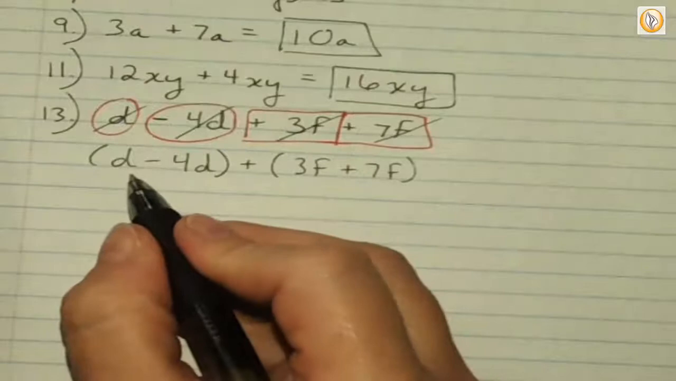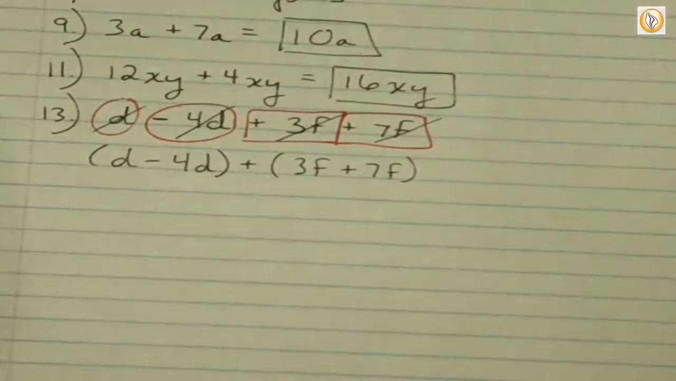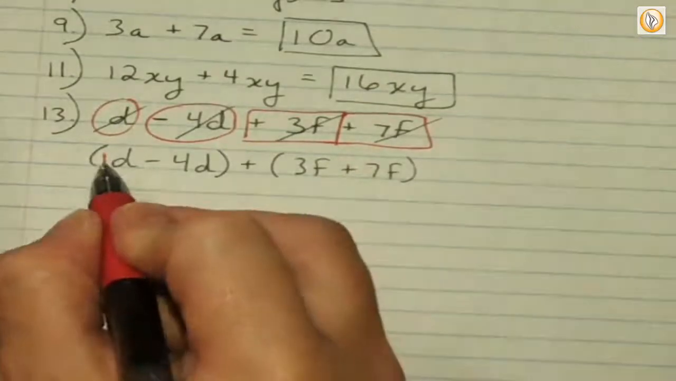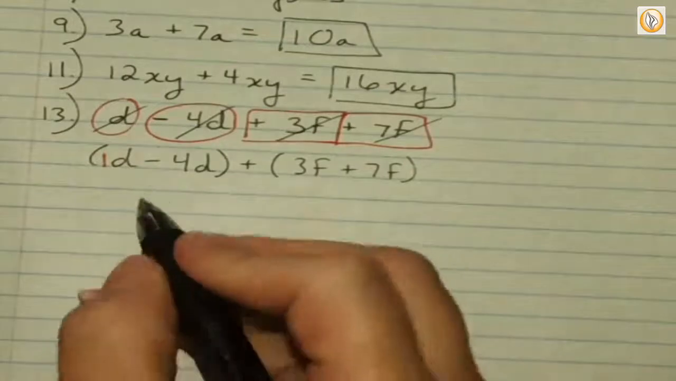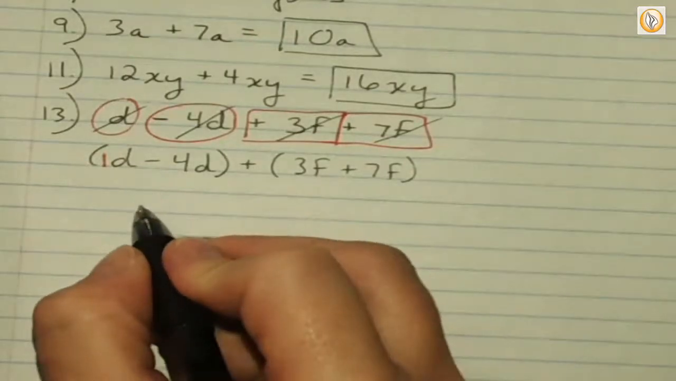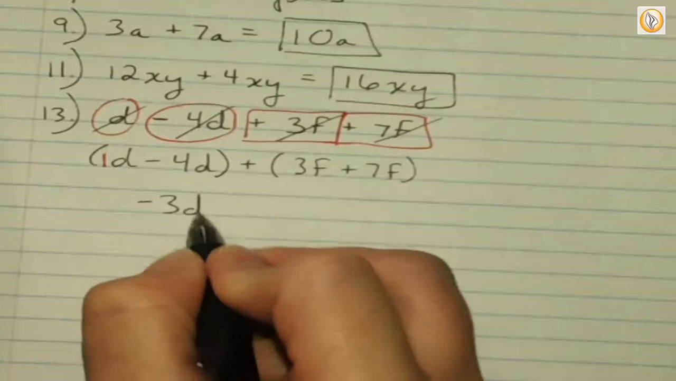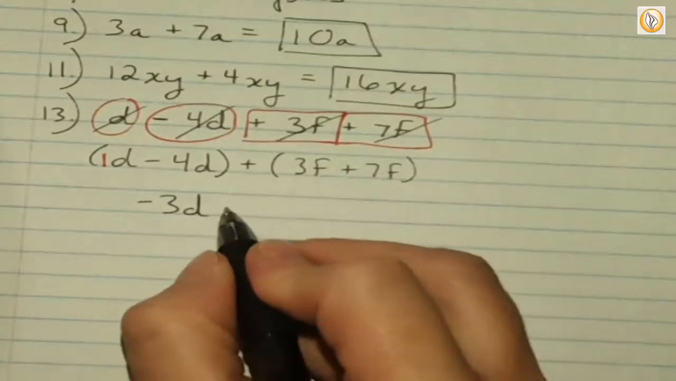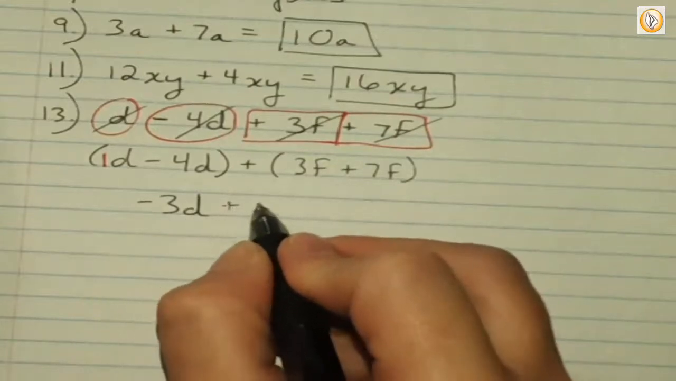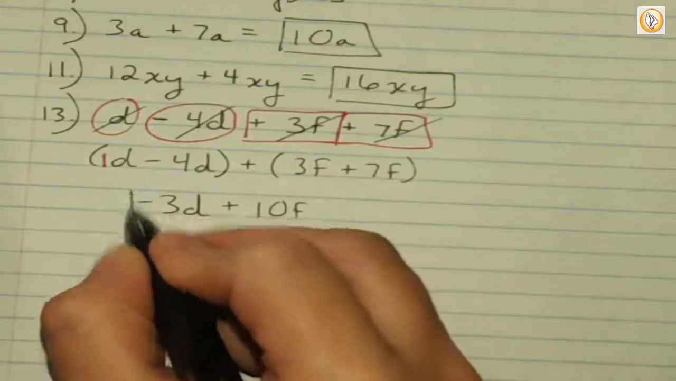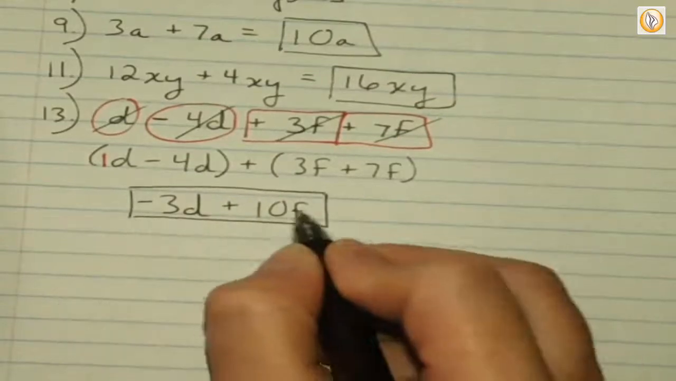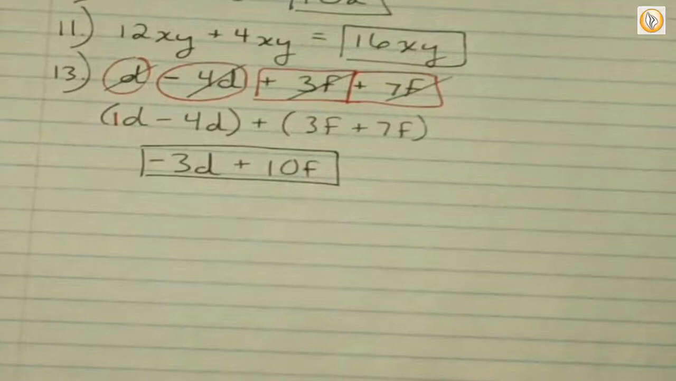Oh, Gabby, there's a D without a number there. What do I pretend is there? We pretend there's a 1. So 1D minus 4D is? And then 3F plus 7F. Very good. And we stop there. Any questions?